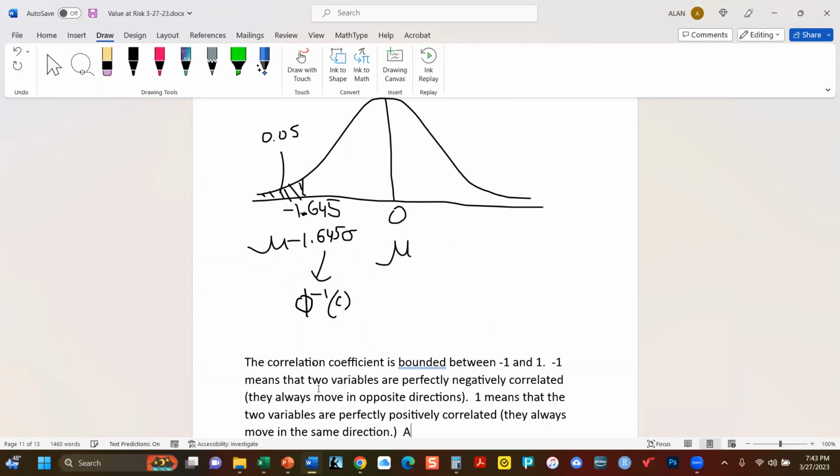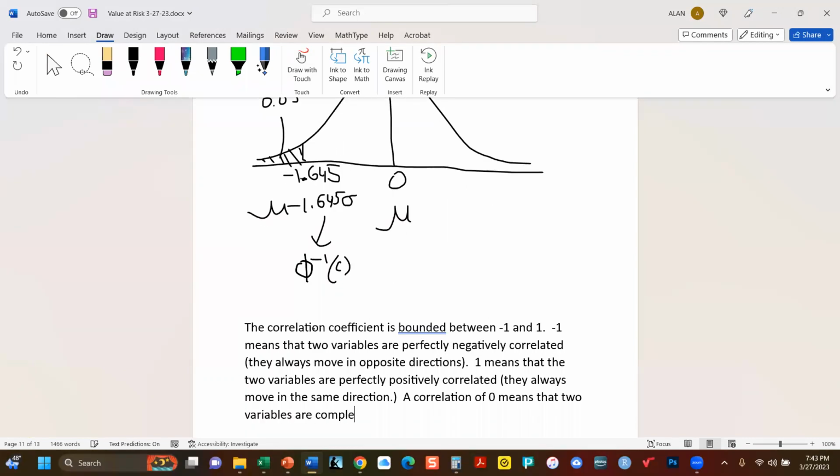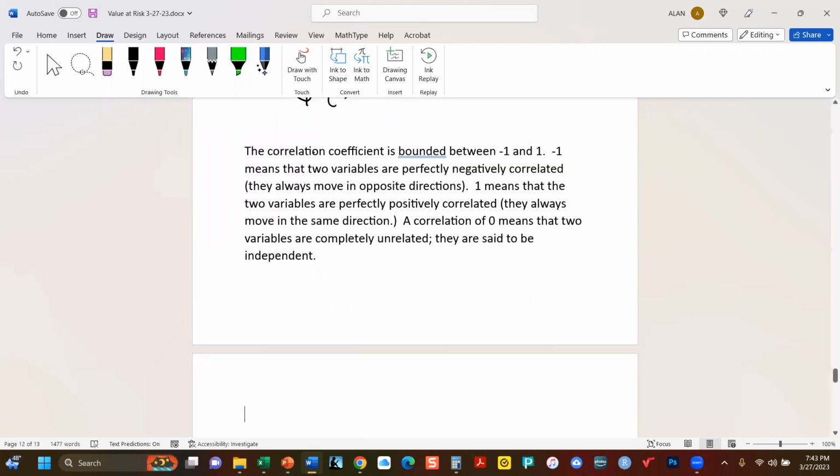A correlation of 0 means that two variables are completely unrelated to each other. They're then referred to, or said to be, independent. So correlation is a statistical measure which has to come out between -1 and +1. If it's -1, the two variables are going in opposite directions all the time. +1 means that they're always going in the same direction. And 0 means they are not related to each other at all.